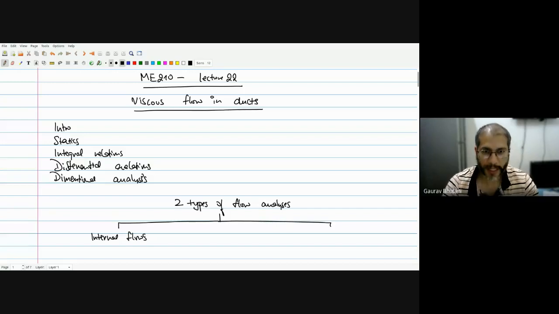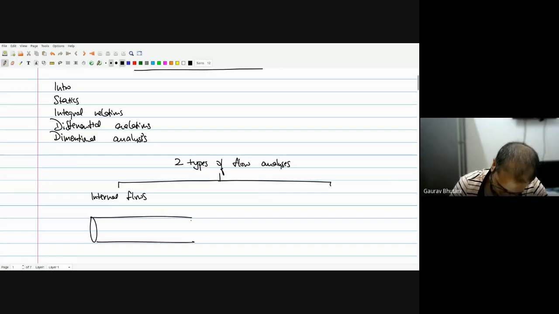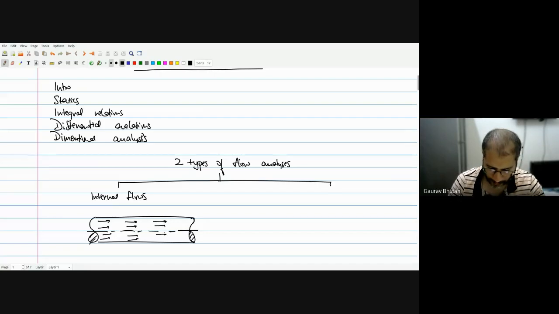In this case, the flow is bounded by certain walls or boundaries. So it is internal. An example would be flow inside a pipe. So the flow is happening inside the pipe, and the flow is bounded by the walls of the pipe.